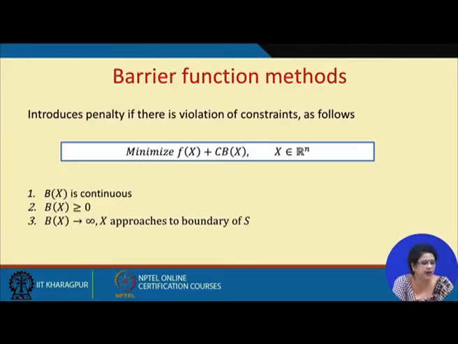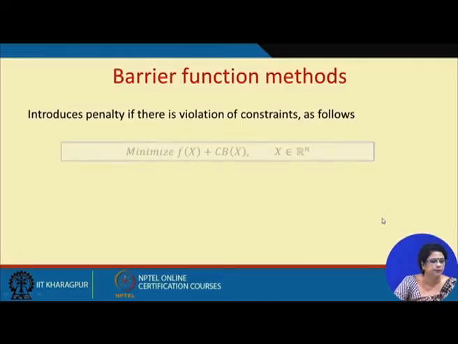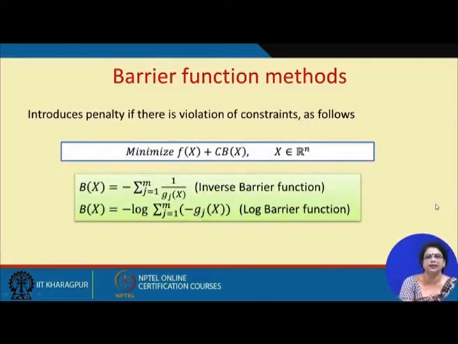Now, whenever we write minimization of f(x) plus c b(x), here we are not restricting x to the feasible space. You must have seen that we consider x in Rn, because for points outside the feasible space, b(x) will be 0. But once it is within the feasible space, b(x) is positive. There is also a trend of b(x), just like p(x), as you have seen. b(x) is measured as a penalty because of violation of the constraint.